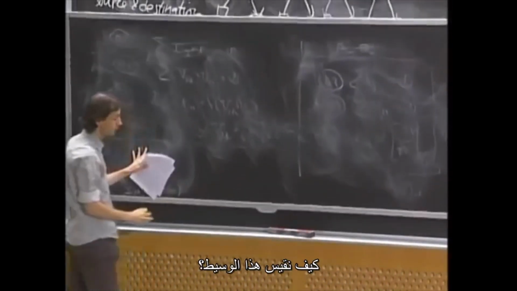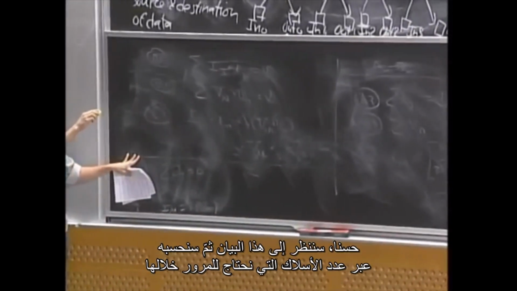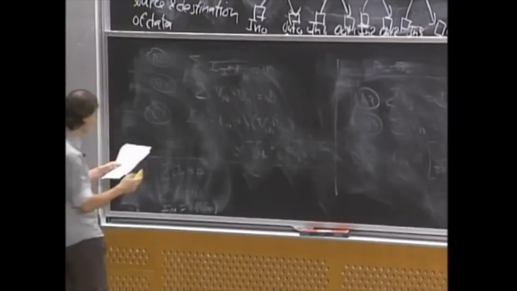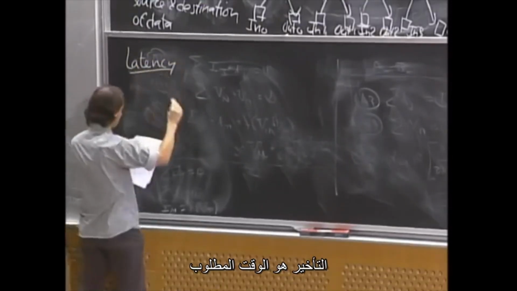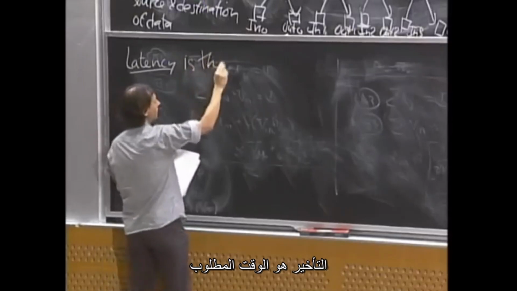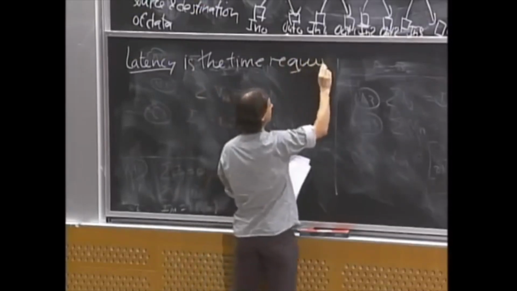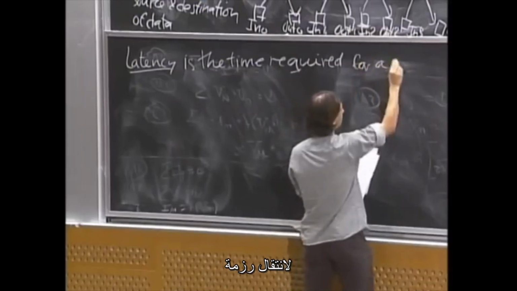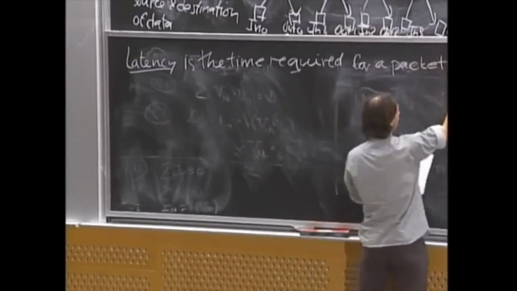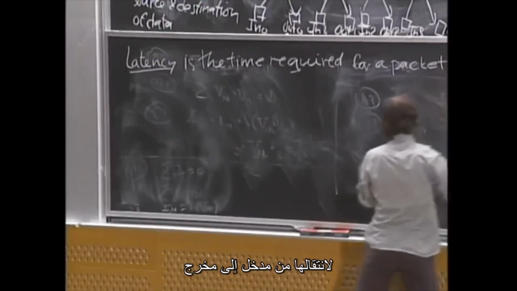So how are we going to measure this? Well, we're going to look at this graph and we're going to measure it by the number of wires that you need to go through from an input to an output. So let me write this down. So the latency is the time that is required for a packet to travel from an input to an output.